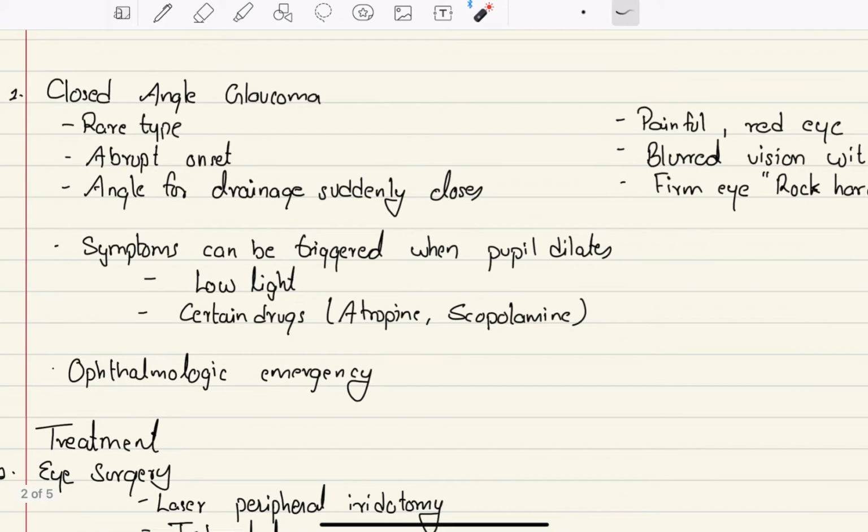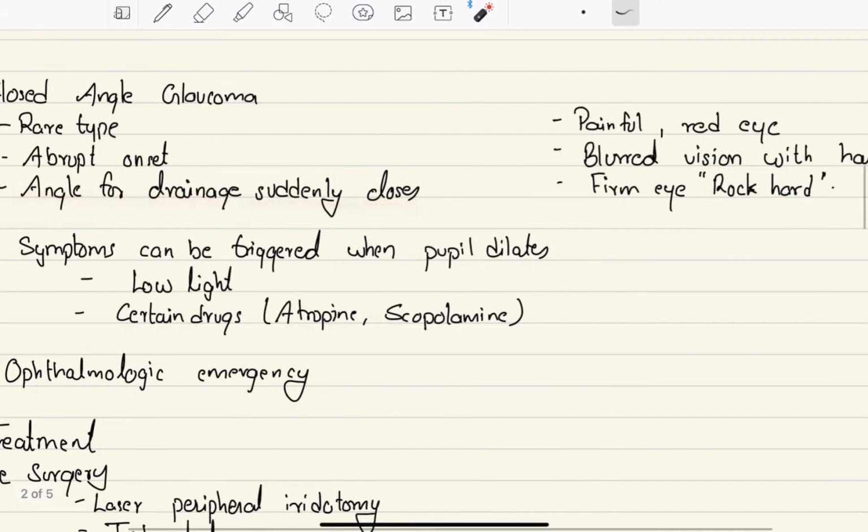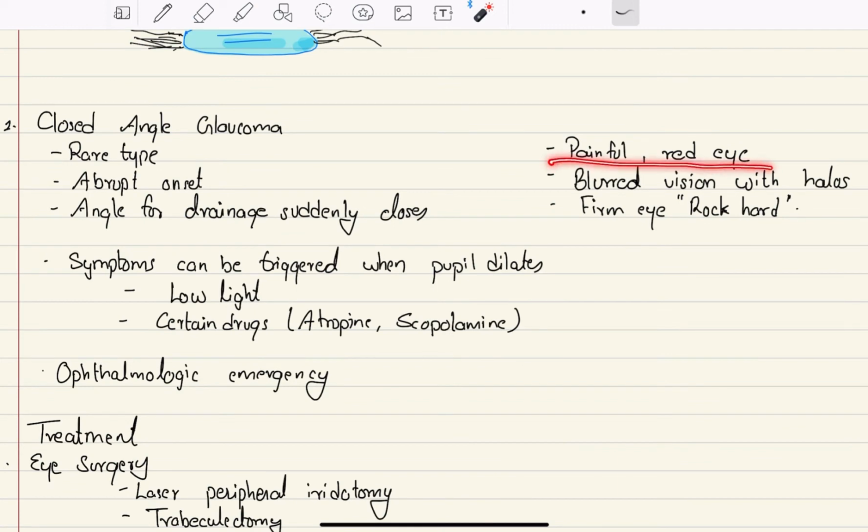Now let's talk about closed angle glaucoma. It's a more rare type of glaucoma with abrupt onset. So the angle for drainage suddenly closes, and it is characterized by painful red eye, blurred vision with halos, and the eye is often described as firm or rock hard. And the symptoms of closed angle glaucoma can be triggered when the pupil dilates.